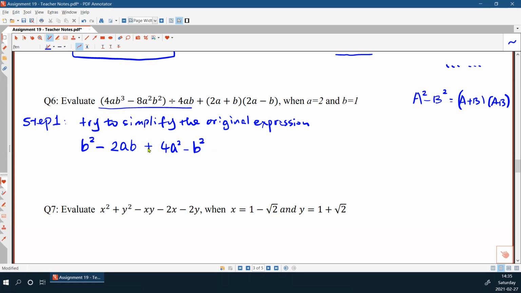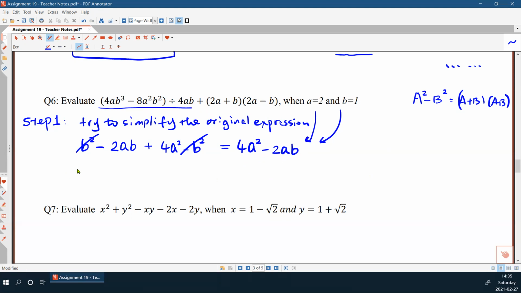And now you can see b squared can be canceled with minus b squared. So this gives us 4a squared minus 2ab, right? Okay, so that means the original expression can be simplified to this one. And now it's much easier to put these values into the simplified expression, right?